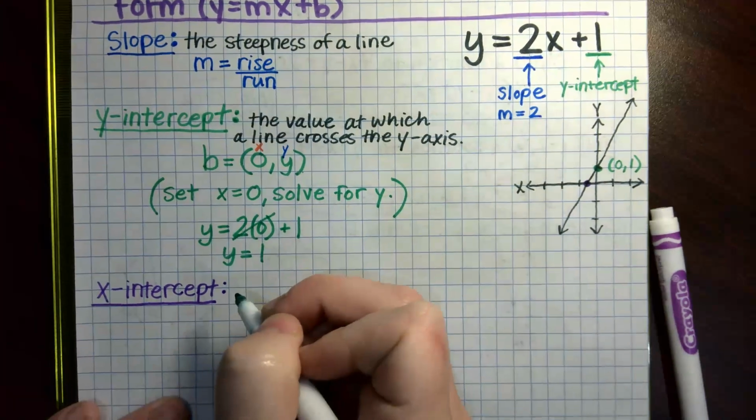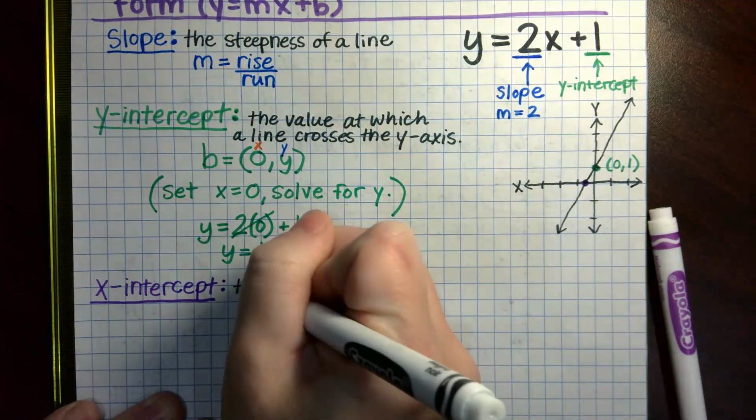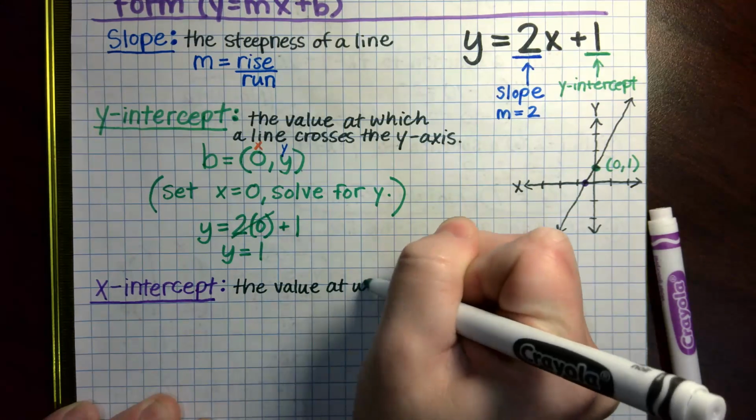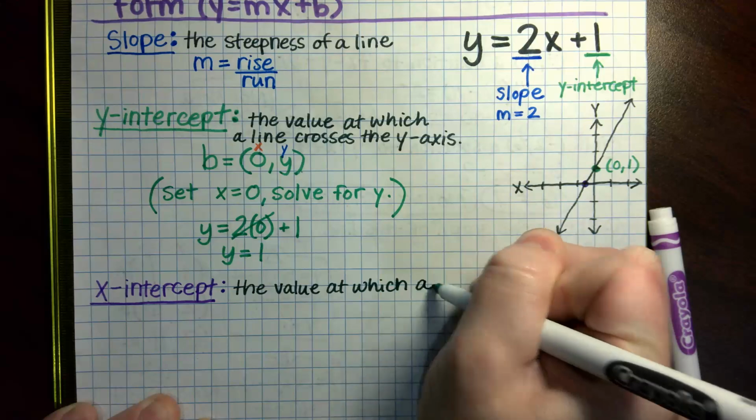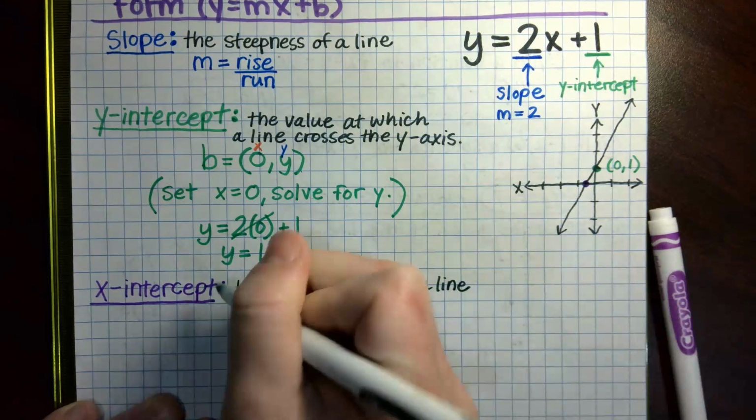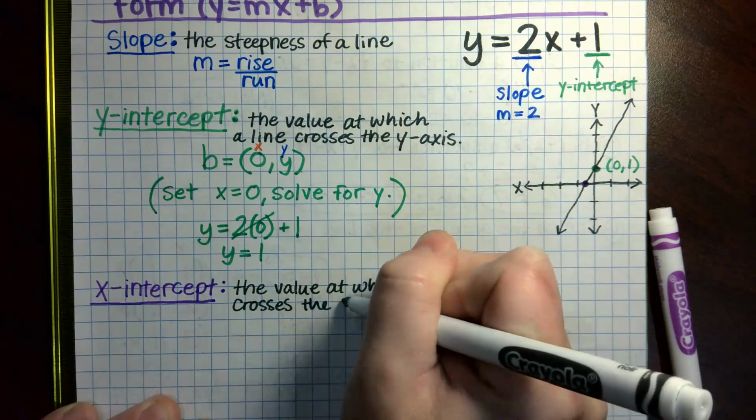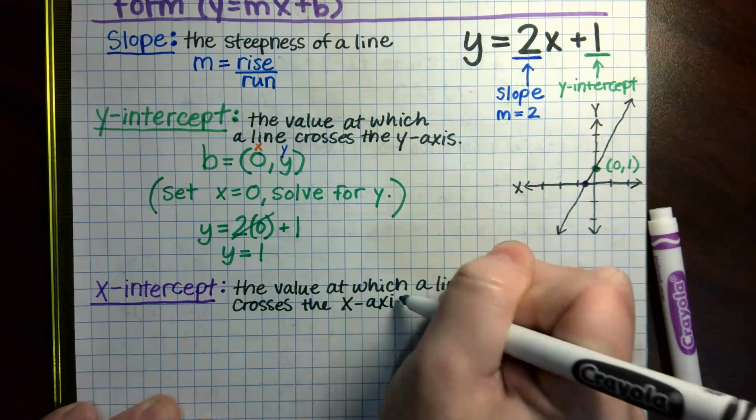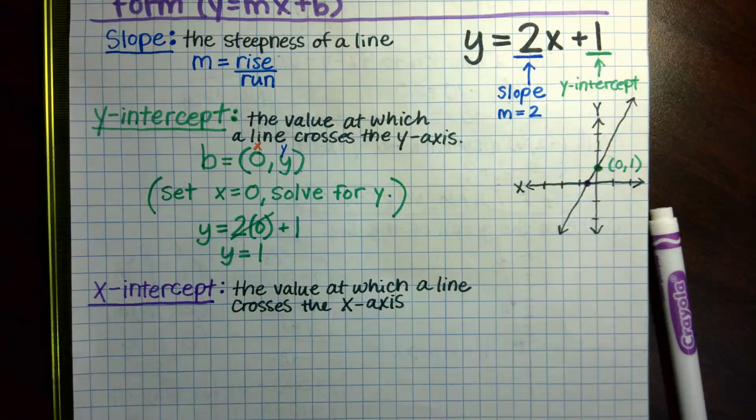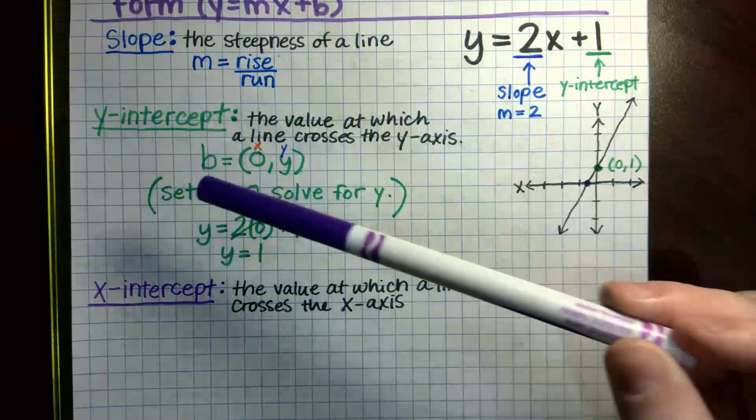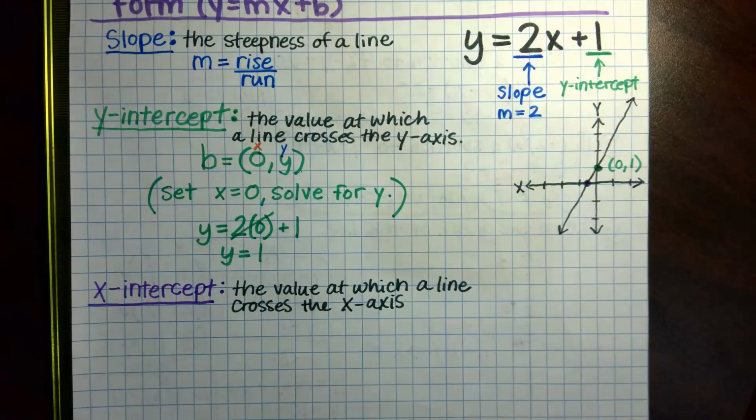So I'm going to write the definition for you first. It's the value at which a line crosses the x-axis. Now the x-intercept is not something that we can easily identify by saying that it equals m or b. It's something that we will have to solve for.